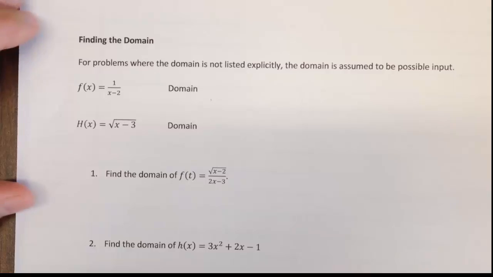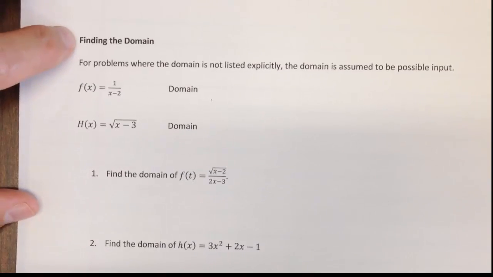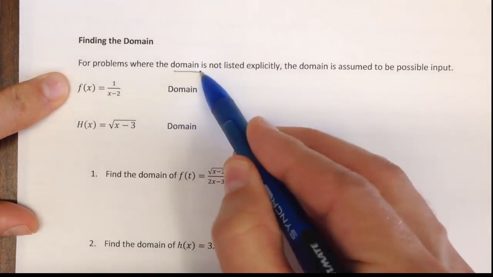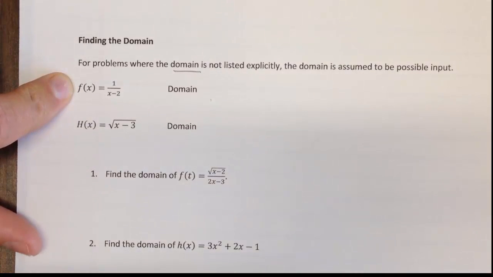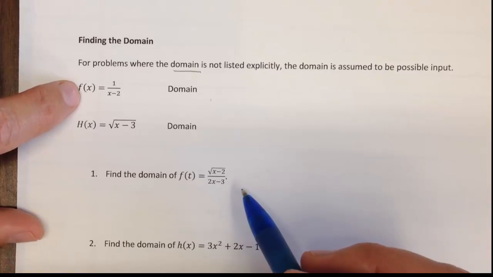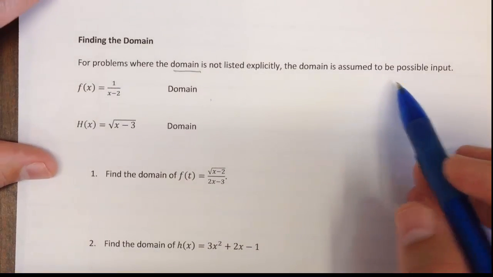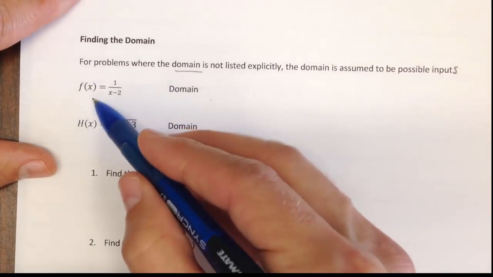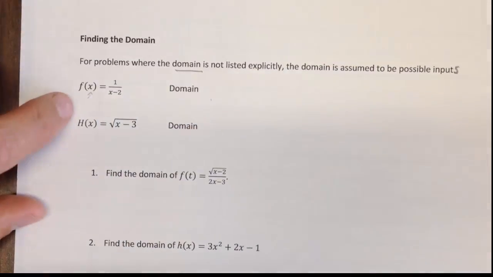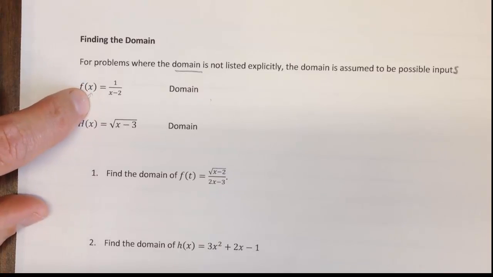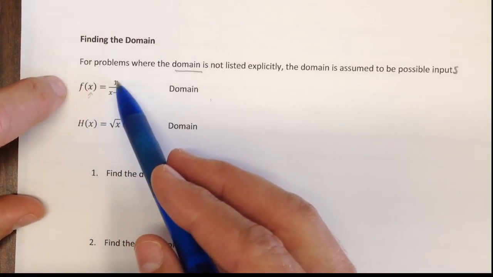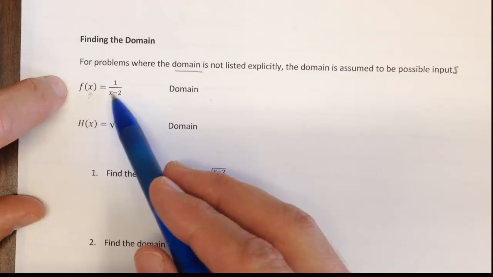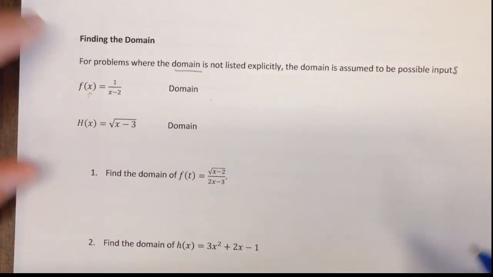Let's talk about finding domains. For problems where the domain, remember the domain is the list of possible inputs for a function, is not listed explicitly, the domain is assumed to be the possible inputs. Okay? So here, what's a possible input? Could I input f of 0? And the answer is absolutely. F of 0 would be 1 divided by the quantity 0 minus 2, or negative 1/2.